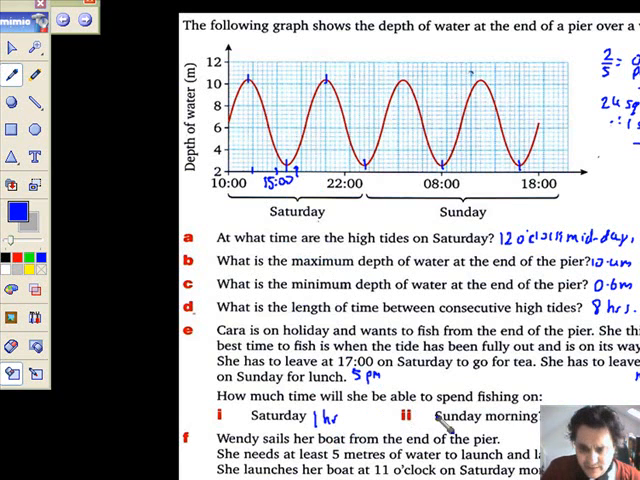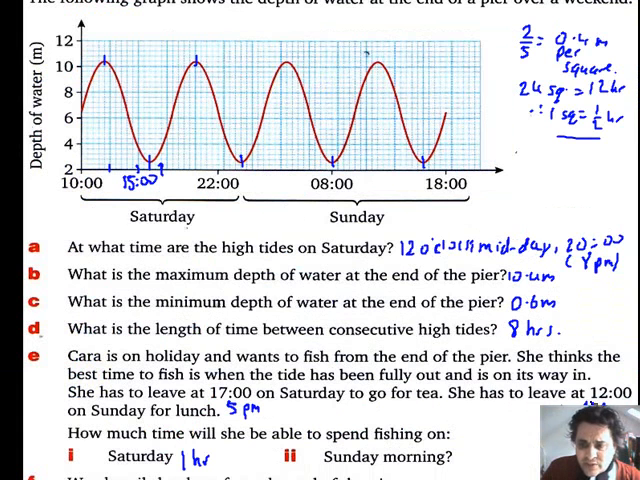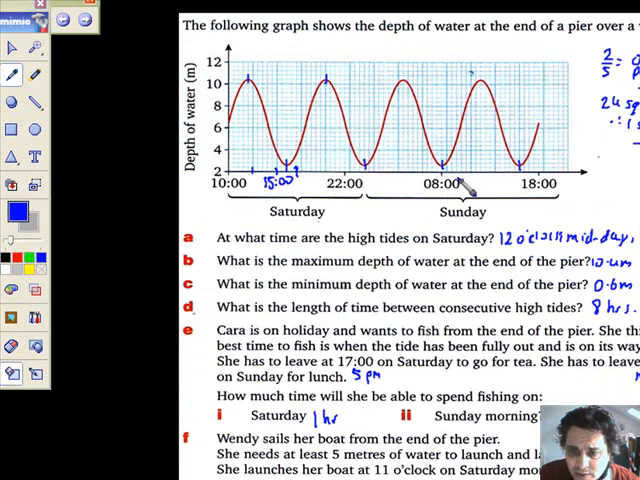Now let's try and do this difficult one on the Sunday morning. Right, she's got to leave at midday on the Sunday morning, so that's 8 o'clock. Keep adding on the hours. That's going to be 1 hour there, so that's 9 o'clock. Other 2 squares.